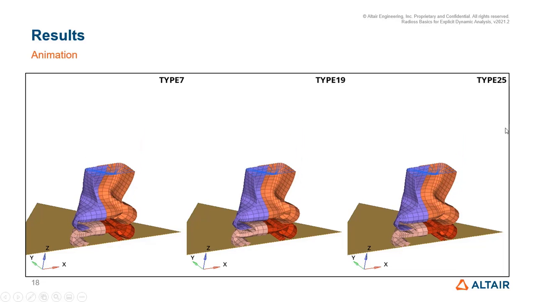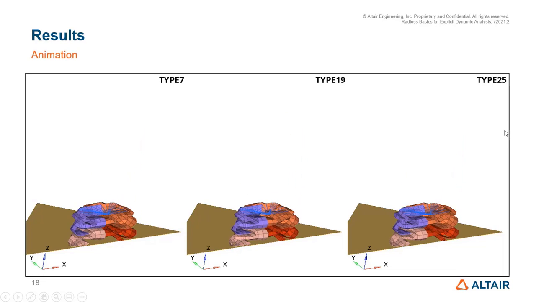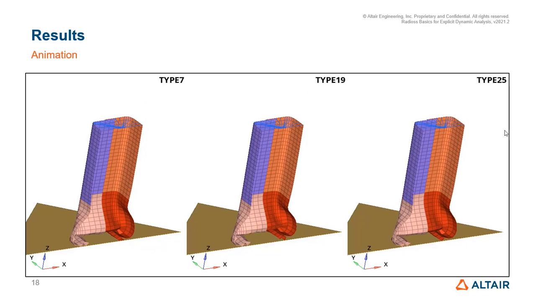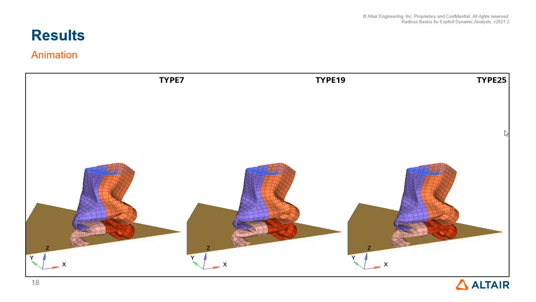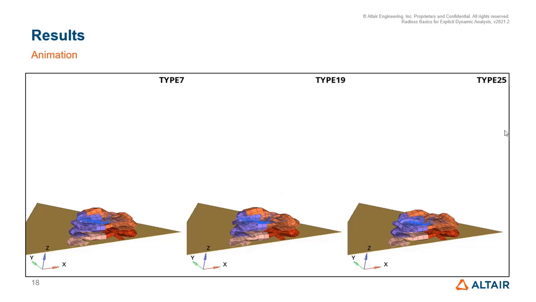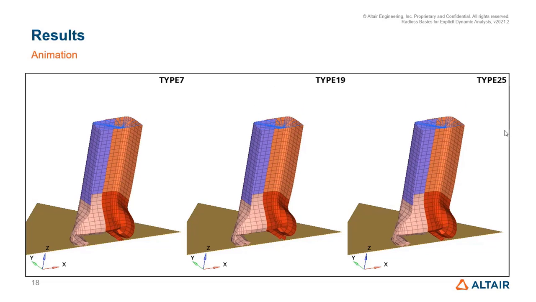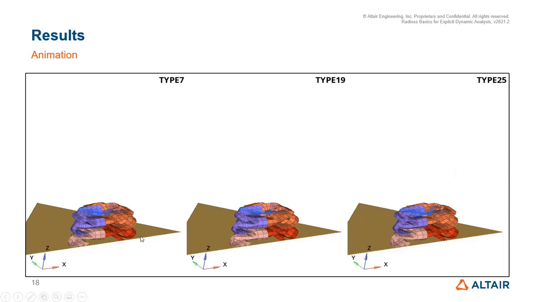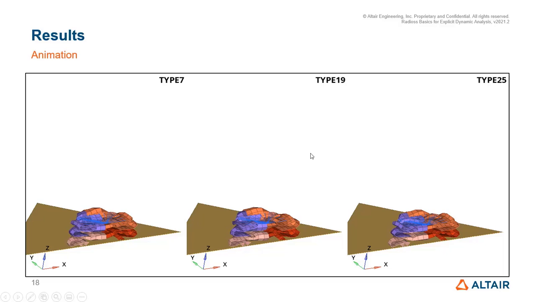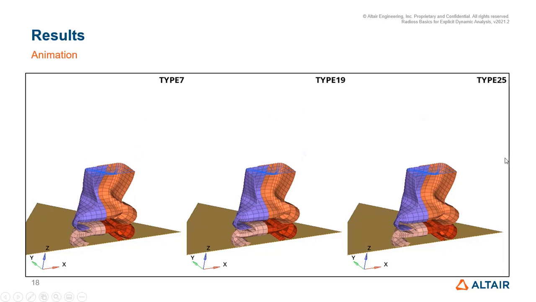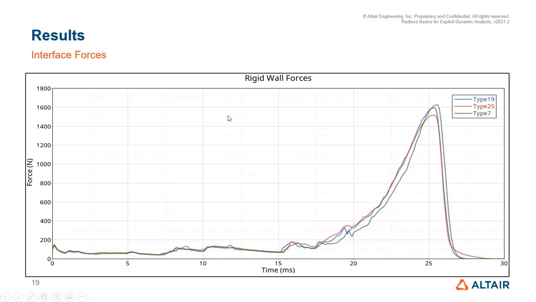And these are the results, and this slide shows the animation comparison between type 7, 19 and 25. So here you can see the behavior is almost similar. The way it is deforming, it's almost similar even if you take type 7, 19 or type 25 contact. So this is the animation comparison, and the next slide shows you the rigid wall forces.